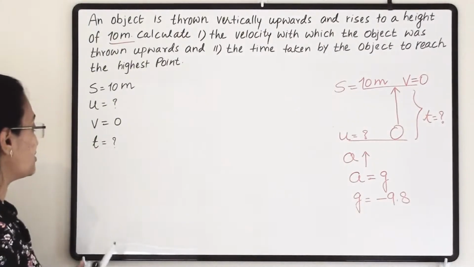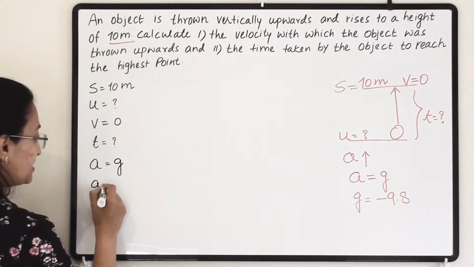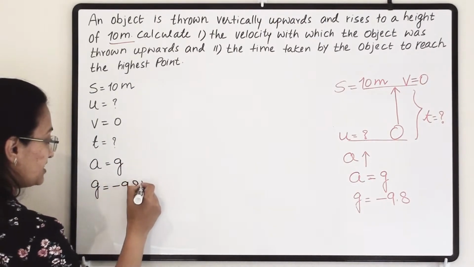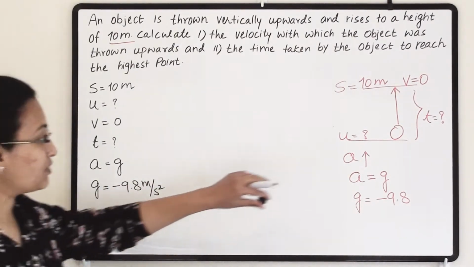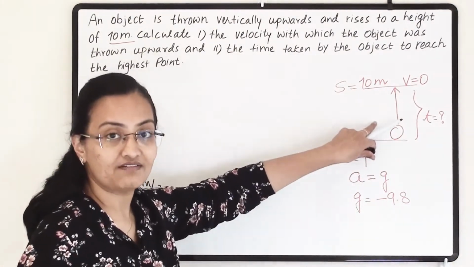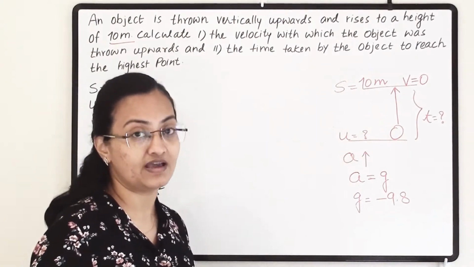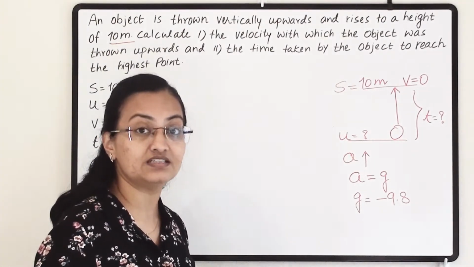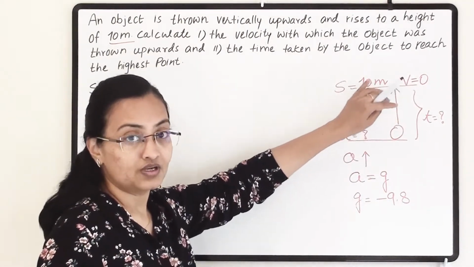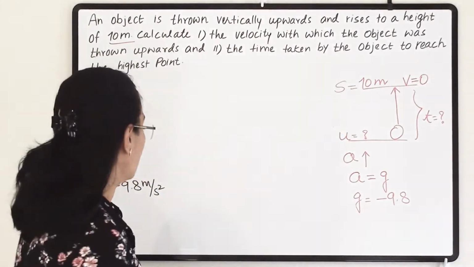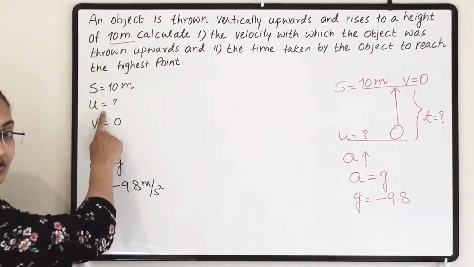So acceleration we are taking here is g, and g's value is minus 9.8 meter per second square. So why is this negative? Because this motion is against the gravity. Gravitational force and acceleration due to gravity will be in the downward direction. The direction associated with that is downward. But here the direction of the motion is upward. So that's why we are taking it negative. Now we have acceleration and distance. From that we need to find out the initial velocity.